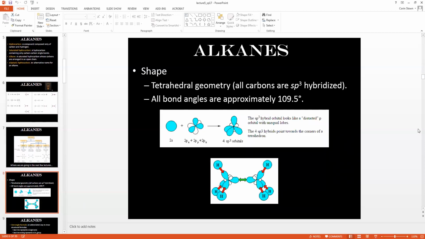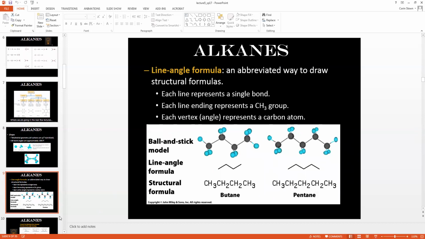So if we think about shape, each of these molecules is going to have some type of geometry. When we have single bonds, we know that it's going to be tetrahedral geometry, where all carbons are sp3 hybridized, and then all of our bond angles are going to be approximately 109.5. If we think about our line angle formula, this is an abbreviated way to draw out structural formulas, where each line represents a single bond, each line ending represents a CH3 group, and each vertex or angle represents a carbon atom. You'll notice that none of the hydrogens are drawn in. None of the carbons are drawn in.